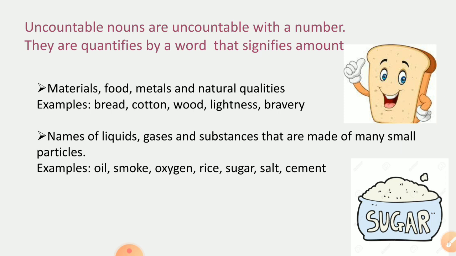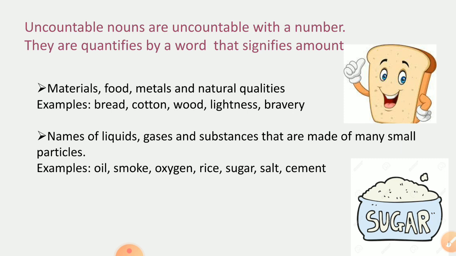Uncountable nouns are uncountable with a number. They are quantified by a word that signifies amount. Now these nouns cannot be counted. Okay, they are uncountable. Materials, food, metals, natural qualities. Now natural qualities like bravery. You can't count a number of bravery. Bravery is a quality. How brave that person is. Okay? Lightness. Now, lightness, you cannot count it.